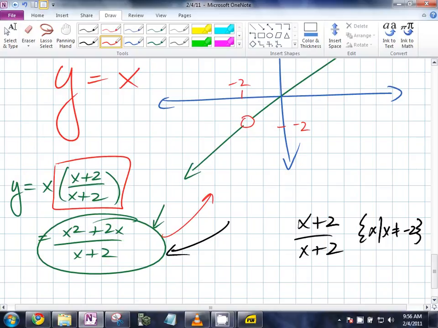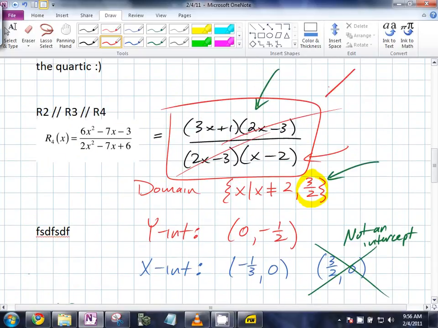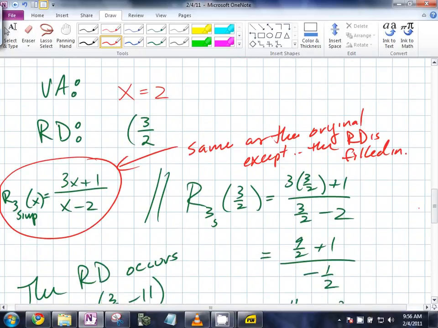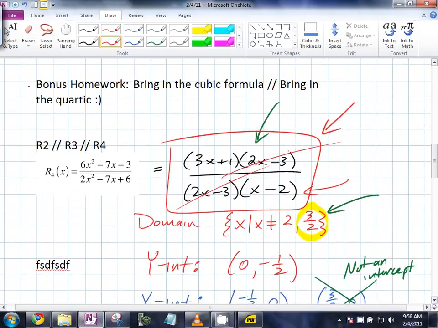So you can think of this original function as exactly the same as this, except we've tacked on, what have we tacked on? We've tacked on 2x minus 3 over 2x minus 3. Does that change anything? Not really. It just adds a small dot where? 3 halves, comma, negative 11. So if you cancel it out, it doesn't do anything, except there's an open dot there.